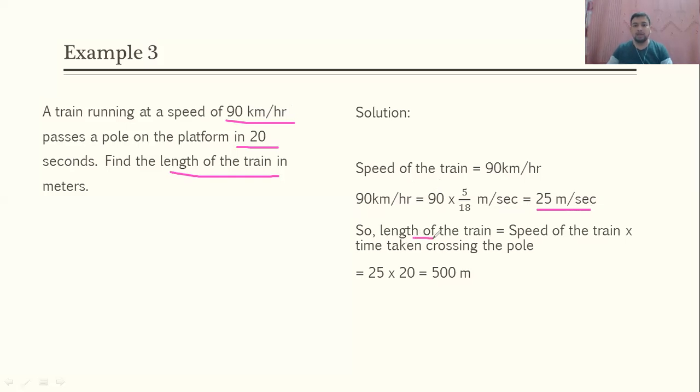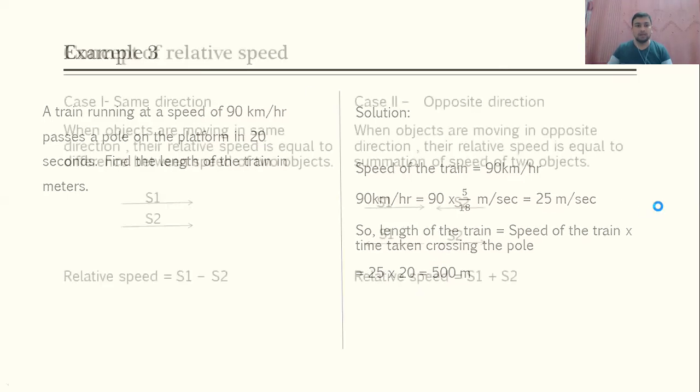So what will be the length? See, length of the train in this case will be what? Distance traveled by the train, right? Distance traveled by the train in how many seconds? 20 seconds. So how will you calculate the length or the distance? It will be speed multiplied by time taken crossing the pole. So speed is 25 and time taken is 20 seconds. So it will be 500 meters. So what will be the length of the train? It will be 500 meters. So hope you are getting this problem. These are simple examples which are based on a basic formula, that is speed is equal to distance upon time.